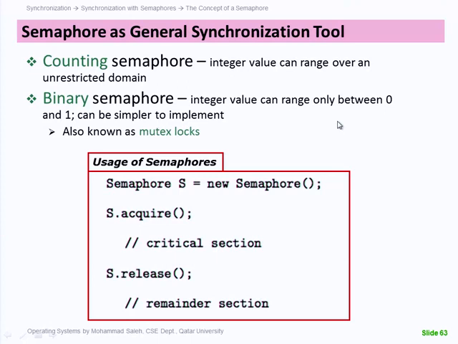The body of acquire: decrement value, and then check value. If it's negative, it means there were no resources. So for that, the process must wait. So the implementation is like that: decrement value and then check value. If it's negative, call wait.